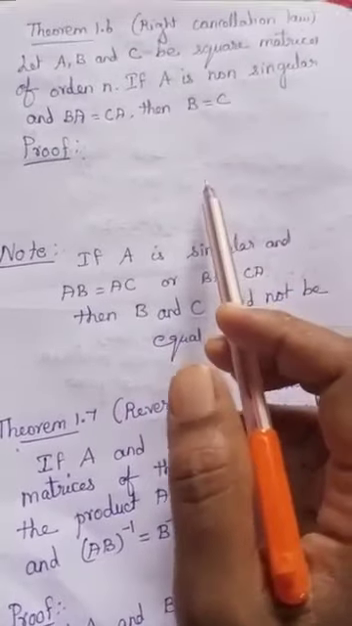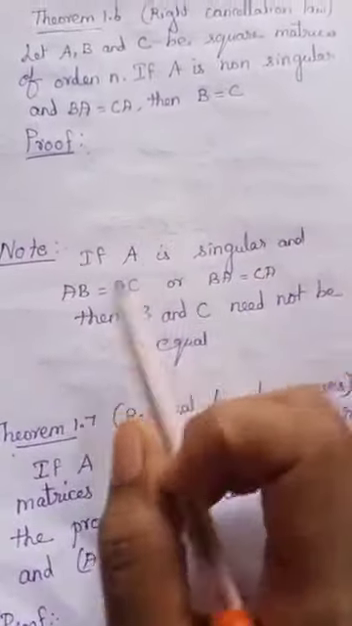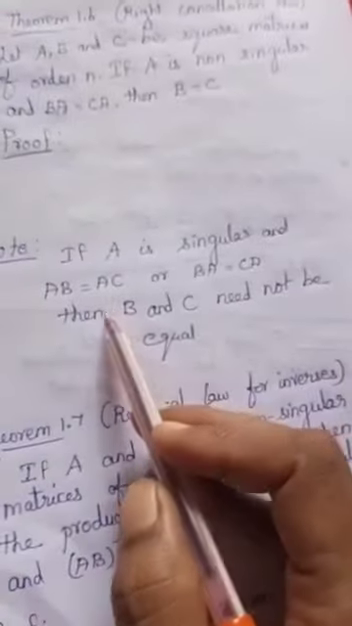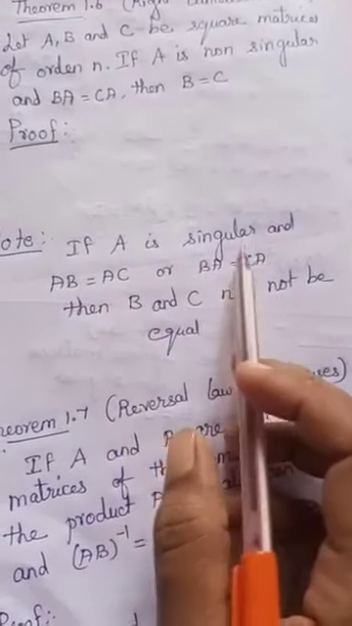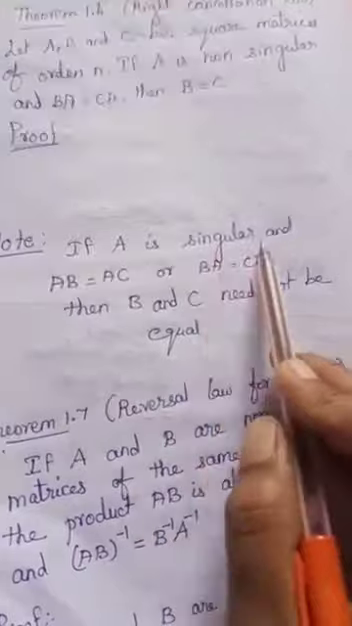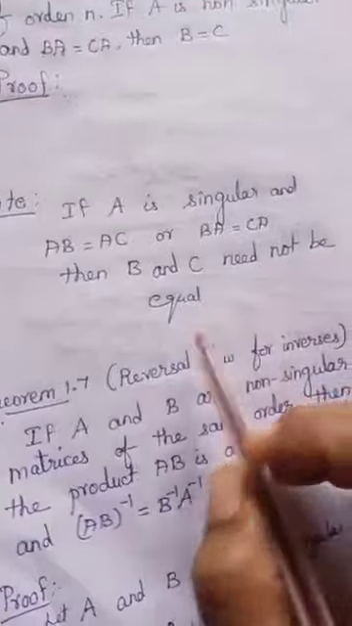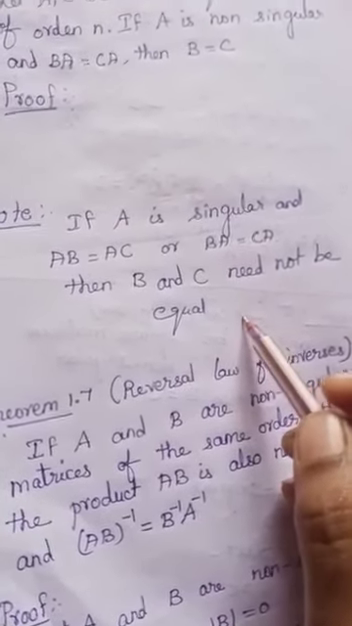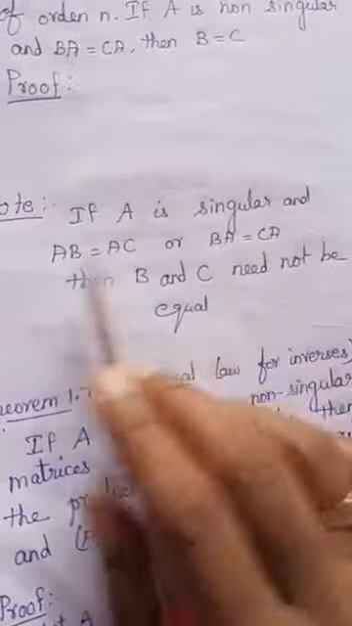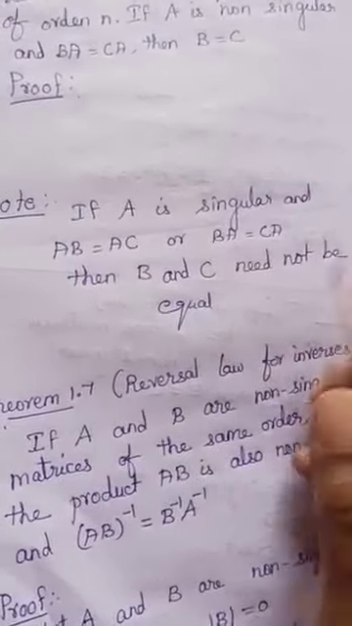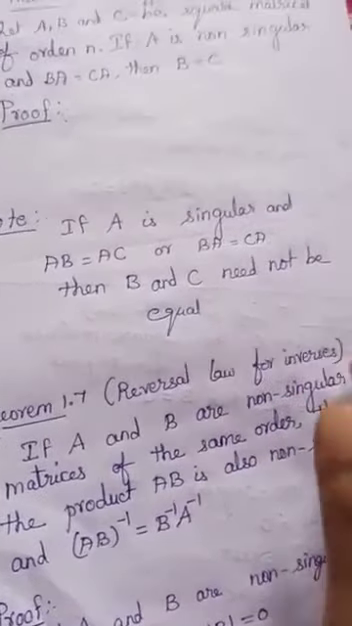Okay. So we have learned right cancellation and left cancellation. Now, if A is non-singular, BA equal to CA means B equal to C, isn't it? But at the same time, see the note, if A is singular and AB equal to AC or BA equal to CA, then B and C need not be equal. It's not necessary to be equal, okay? If it is non-singular, they will be equal, but if it is singular, they may or may not be equal. So it's not a must to be equal, okay? Shall we move to the next one?